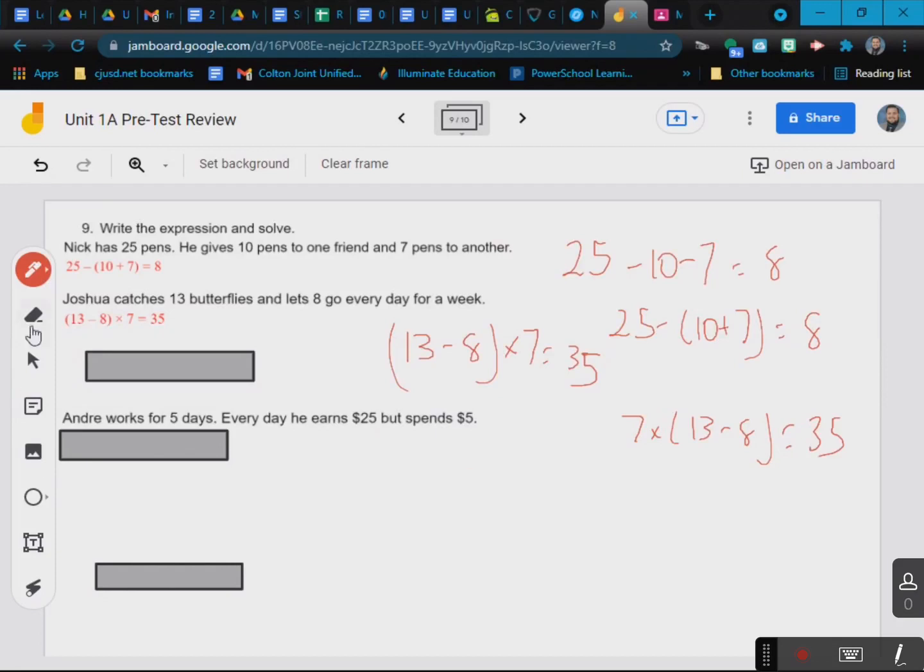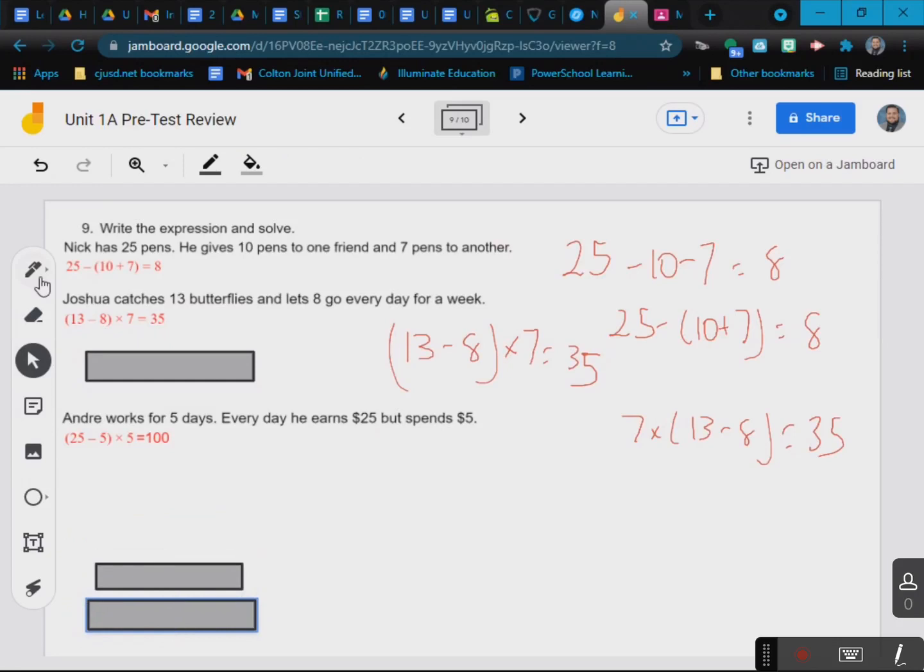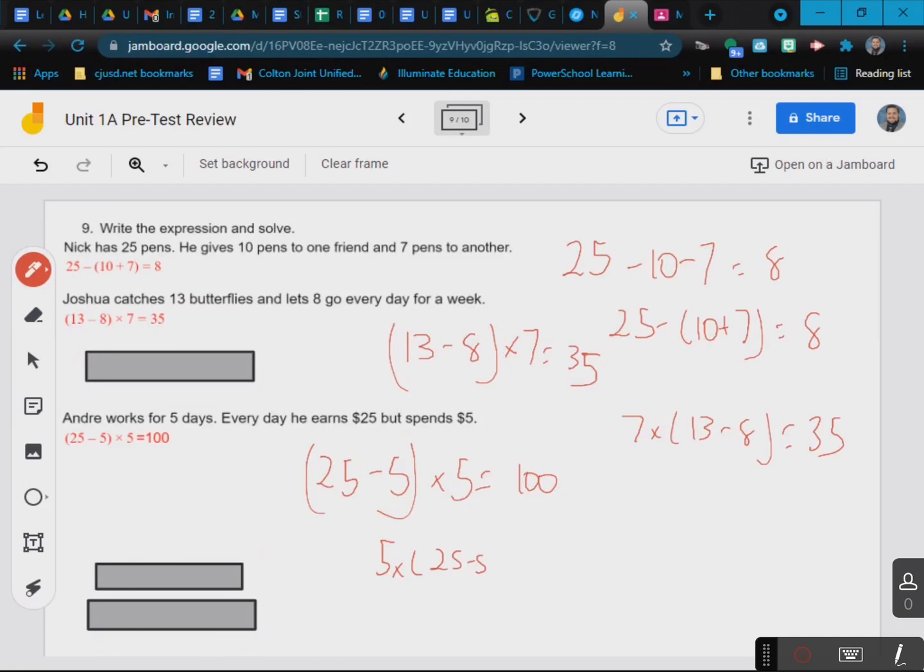So, and then Andre works for 5 days. Every day he earns 25 but spends 5. So every day he earns 25 but then spends 5. So you won't put that in parentheses, and he does that for 5 days. So 25 minus 5 is 20. 20 times 5 is 100. It should look like that. Okay? You could have also had it 5 times 25 minus 5 like this. But either way, you need to have that in parentheses too.